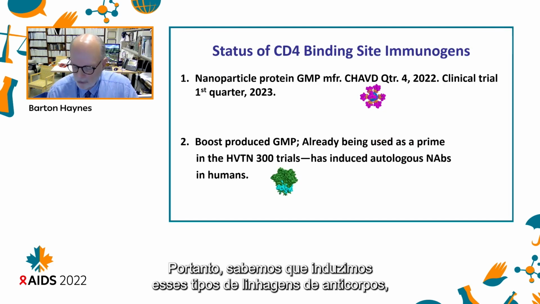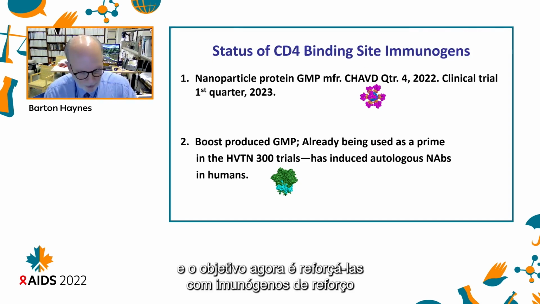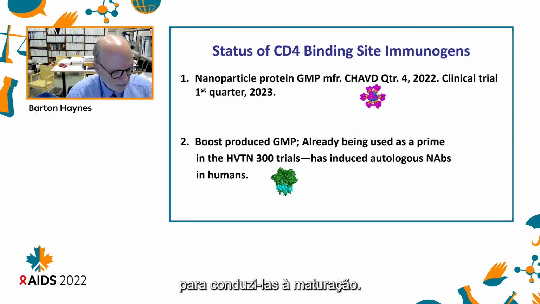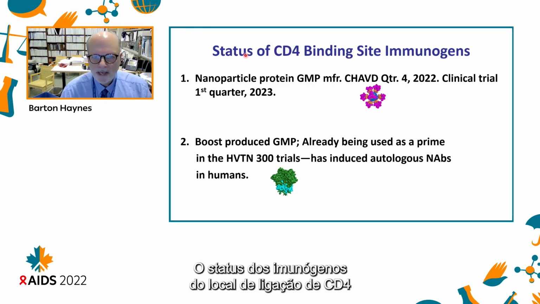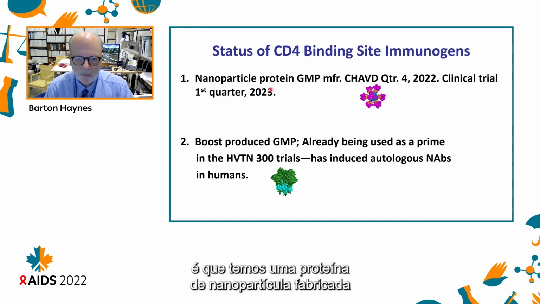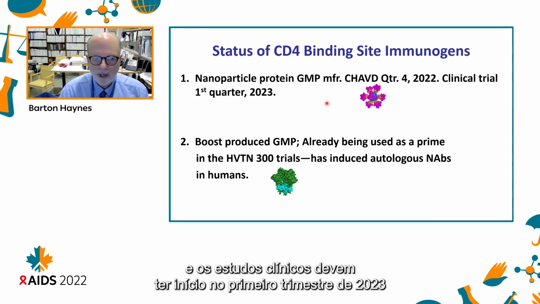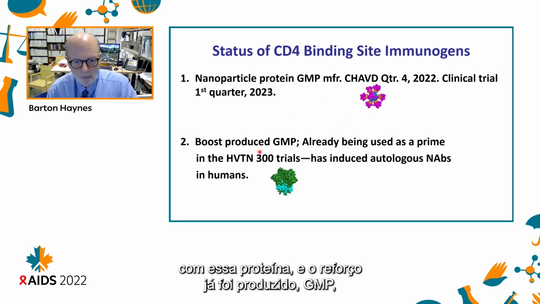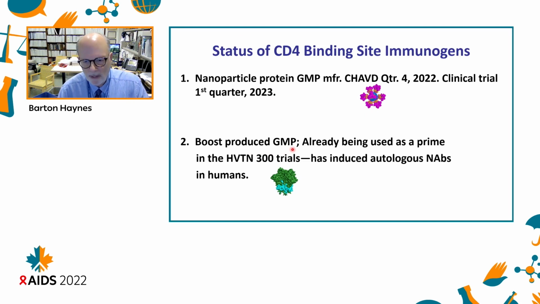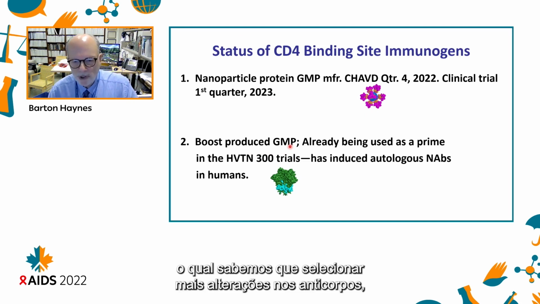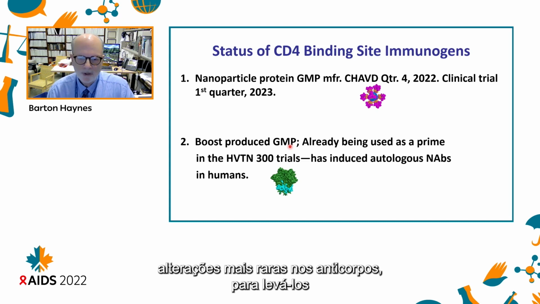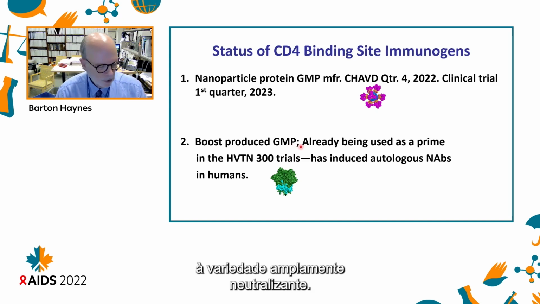So we know that we have induced these kinds of antibody lineages, and the goal now is to boost them with boosting immunogens to lead them to mature. So the status of CD4 binding site immunogens is that we have a nanoparticle protein manufactured, and clinical trials should begin the first of the year 2023 with this protein. And the boost has already been produced GMP that we know will select for more changes in the antibodies, more rare changes in the antibodies, to move them towards broadly neutralizing breadth.